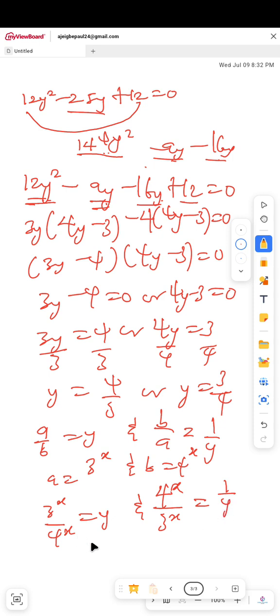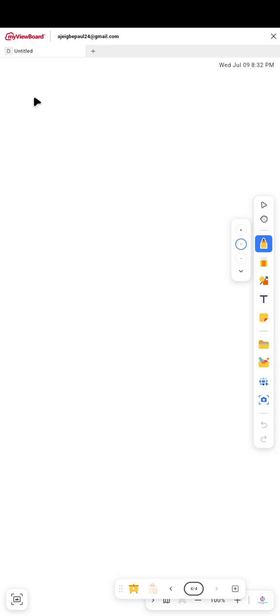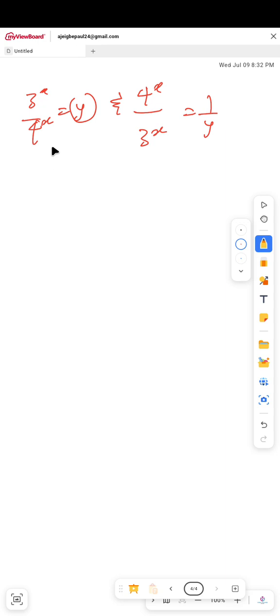All right, now let's move on. So we have 3 raised to the power of x over 4 raised to the power of x is equal to y, and then 4 raised to the power of x over 3 raised to the power of x is equal to 1 over y. So we already know the values of y. So we know that y is 3 over 4 and then 4 over 3.